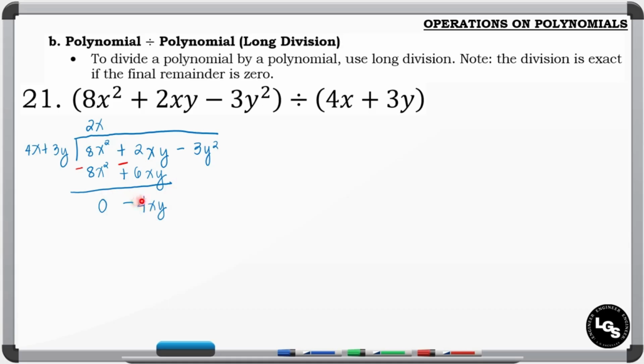Then next, if we are done with the subtraction part, we are going to bring down the next term. So let's bring down the negative 3y squared. In bringing down a term from the original dividend, do not change the sign. Okay? Because other students change it, and of course their answer will be wrong. Then after we have the new dividend, we are going to divide again the first term by the first term of the divisor. So negative 4 divided by positive 4, that is negative 1.